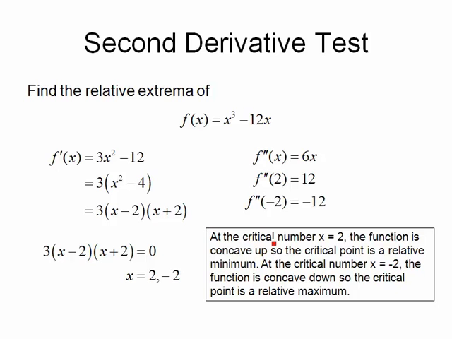So at the critical number x equals 2, the function is concave up, so the critical point is a relative minimum. At the critical point x equals negative 2, the function is concave down, so the critical point is a relative maximum.